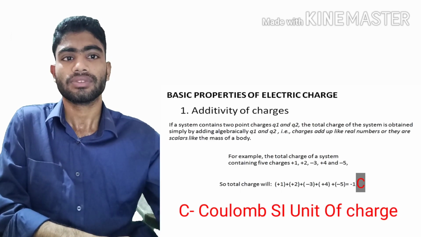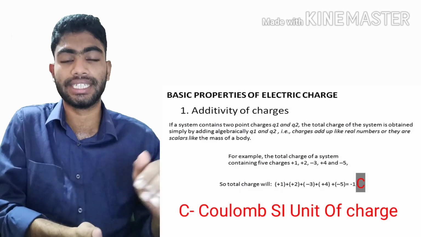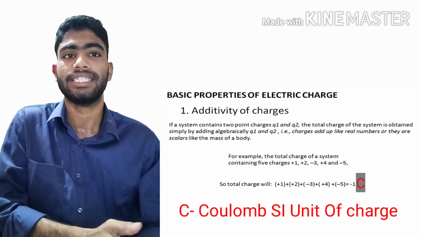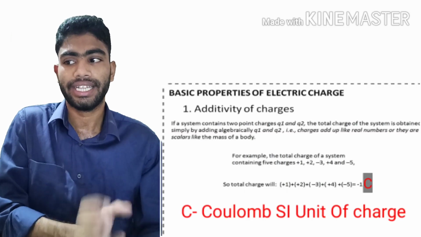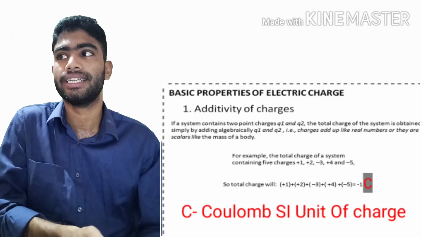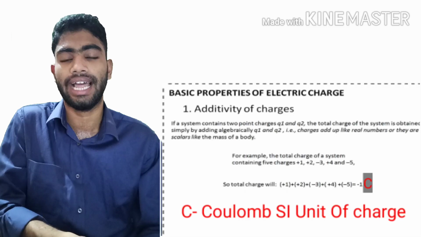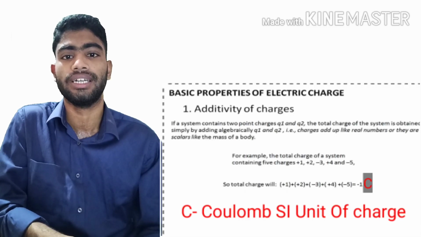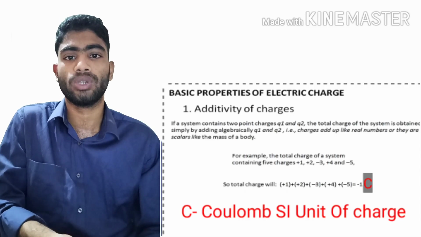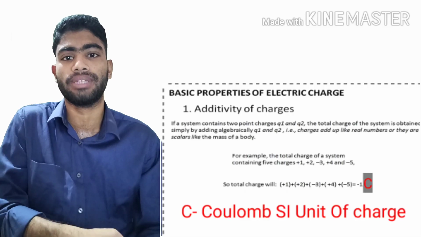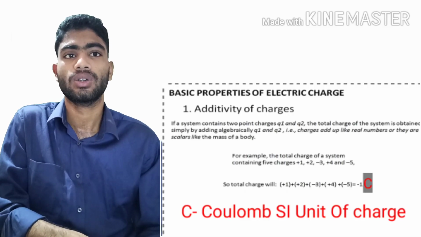So what does coulomb mean? It is the SI unit of the charge. Understand? The SI unit of charge is coulomb, like the SI unit of mass is kilogram and the SI unit of length is meter. Similarly, the SI unit of the charge is coulomb. That's why I say the total charge of the system is -1 coulomb.